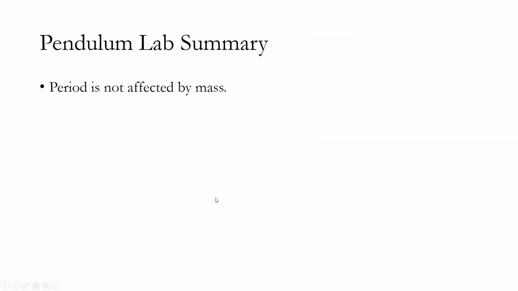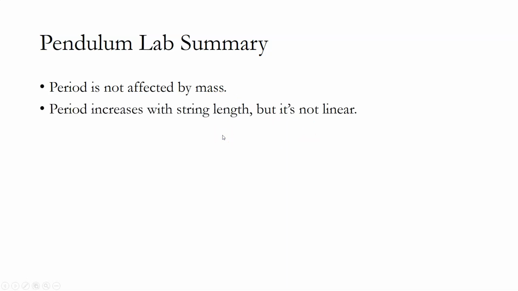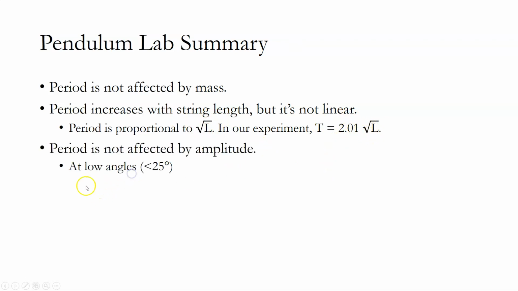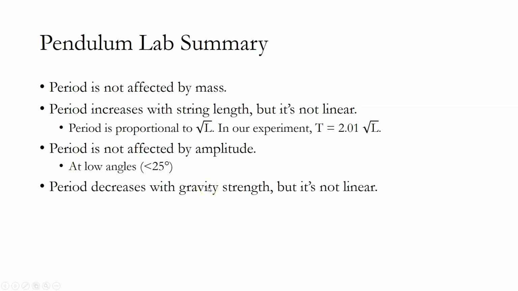So just the Pendulum Lab Summary really quick. Period is not affected by mass, increasing or decreasing the mass, same period. Period increases with string length, but it is not linear. It's proportional instead to the square root of L. And for all of us, we got this relationship here. Period is not affected by amplitude, and that was true at low angles, though we saw that diverge a bit. And then finally, period decreases with gravity strength. The stronger the gravity, the lower the period. And if we really investigated it, it would be that, but we don't do that.